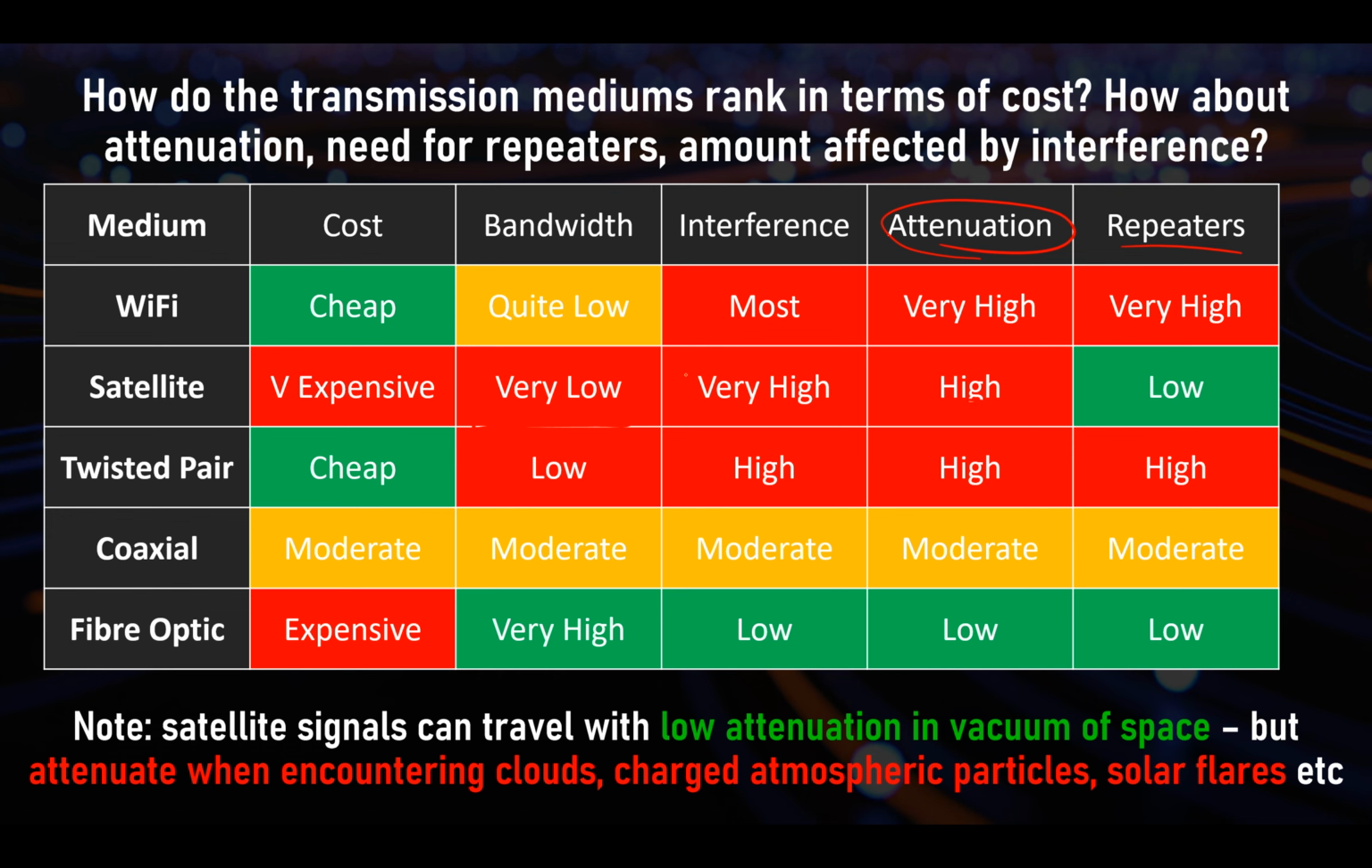Now, if we're talking about the vacuum of space, then the interference is not that bad. However, if you're talking about on Earth, where there are other electrical signals, and things like clouds, charged atmospheric particles, and solar flares, then it is going to be affected by interference.